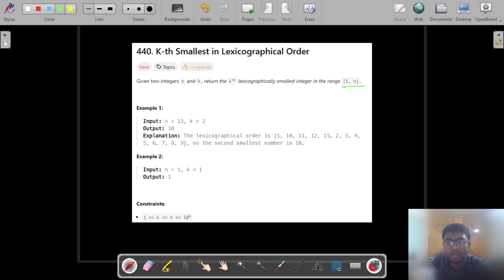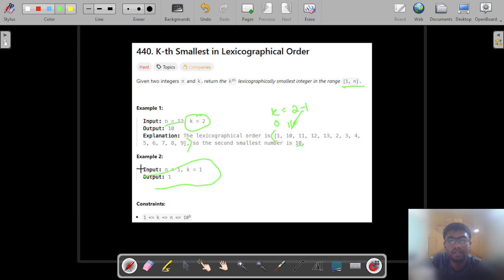So let's say here n is 13, we get all these numbers like 1, 10, 11, 12, 13 and 2, 3, 4, 5, 6, 7, 8, 9. So here there are 8 plus 5, so there are 13 numbers as you see. So the kth smallest number is 10, at the kth index. Kth index as in this is 0, 1, so k is equal to 2 minus 1. This is the specific index that we should be looking for.